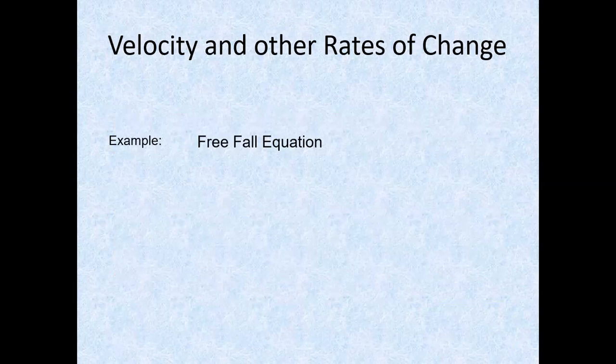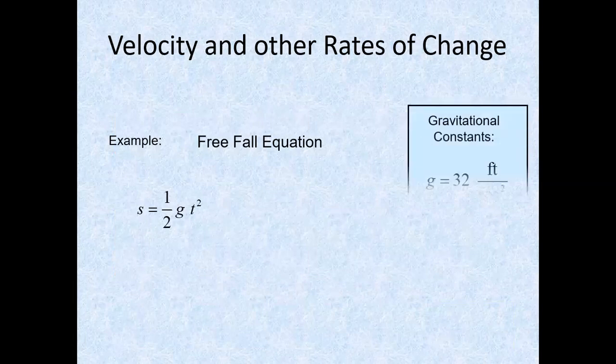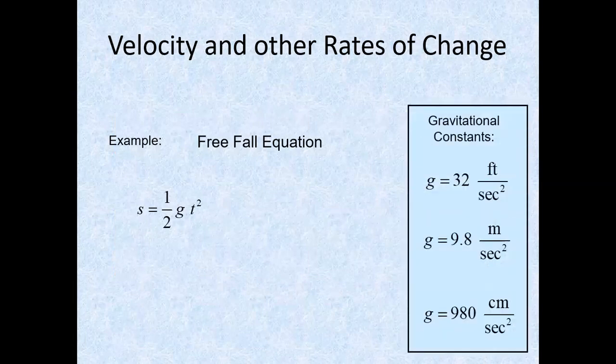The example of free fall equations, we have just seen that s equals 1 upon 2 g t square, and the gravitational constants are where g equals 32 feet per second square, g equals 9.8 meters per second square, and g equals 980 centimeters per second square. So we have s equals 1 over 2 times 32 t square, where we have the value of g as 32, and s equals 16 t square.